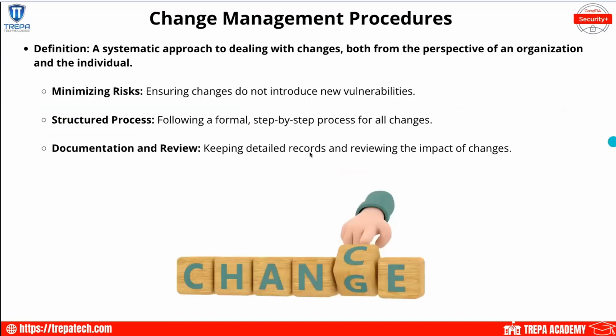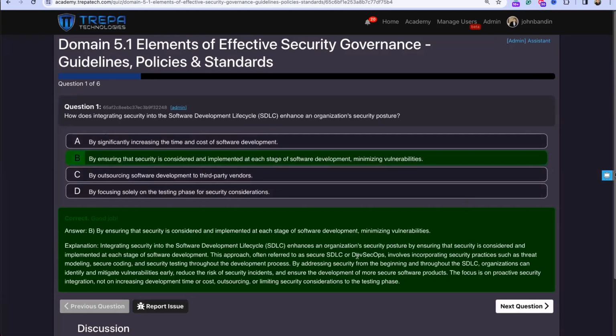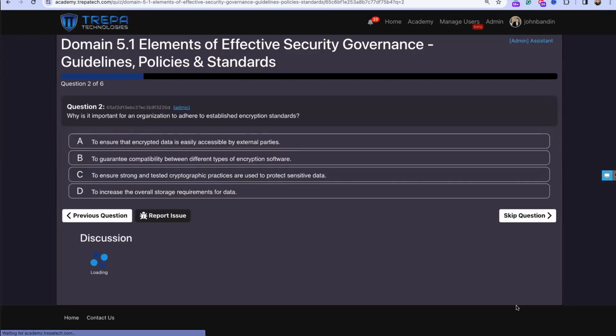Okay, let's go ahead and bring up our quiz. Domain 5.1, guidelines, policies, and standards. Question 1, how does integrating security into the software development lifecycle enhance an organization's security posture? That's going to be B, by ensuring that security is considered and implemented at each stage of software development, minimizing vulnerabilities. So that's making ourselves useful, right? Implementing DevSecOps in our organization, saying, hey, we need to be part of this development lifecycle because it's important we maintain compliance and security when pushing out this feature, update, or entire new system.